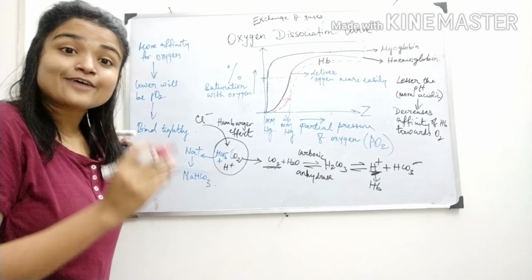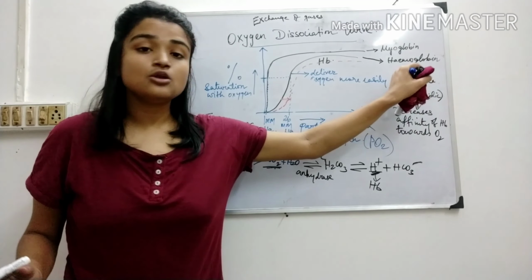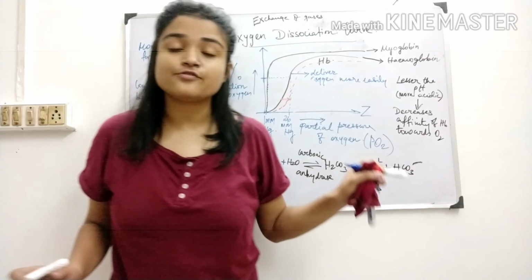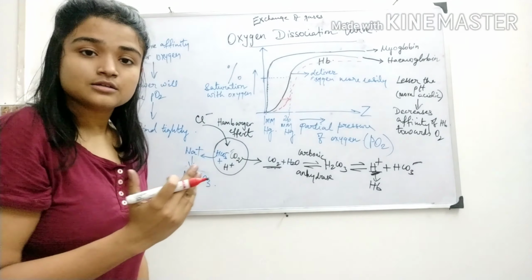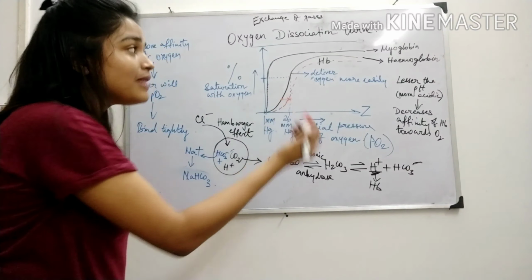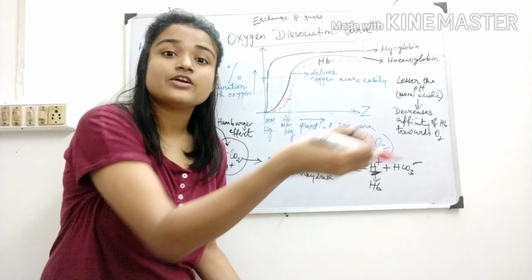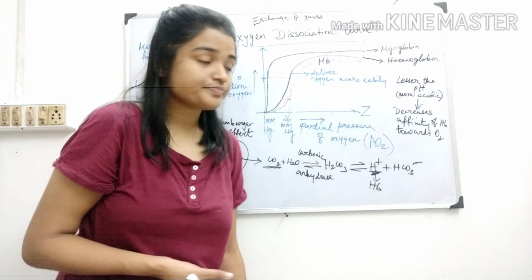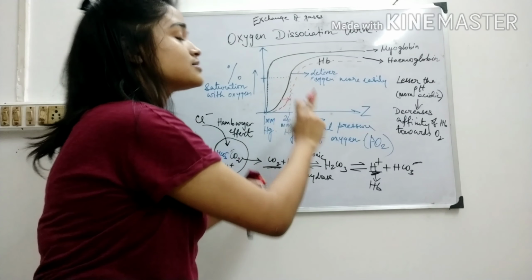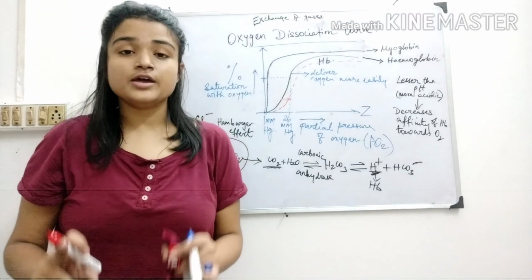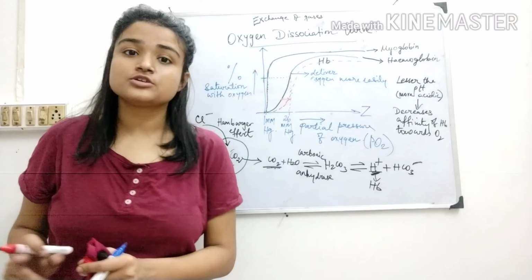That means its affinity is further decreasing when the pH is low, that means when hydrogen ion concentration is high. So it will shift to the right. Thus, it is implying that its oxygen affinity is decreasing, so it is delivering more oxygen towards the tissue. So this is the effect of Bohr's effect on the oxygen dissociation curve. It shifts the curve towards the right in presence of Bohr's effect.